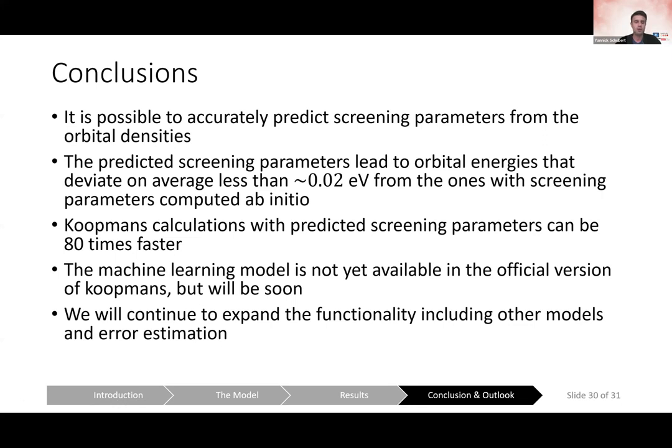And since we think that this model is very useful in many applications, we started to integrate it into the Koopmans workflow, and it will be soon made available also in the official Koopmans version. And of course, we will continue to expand the functionality and include other models and also error estimation.